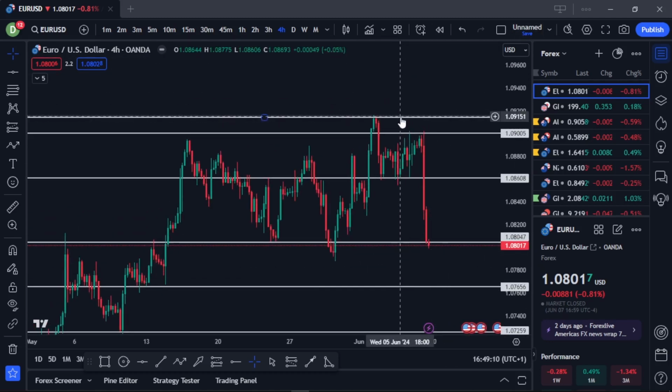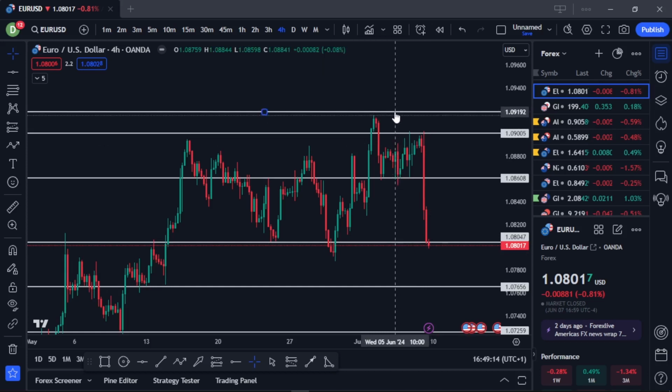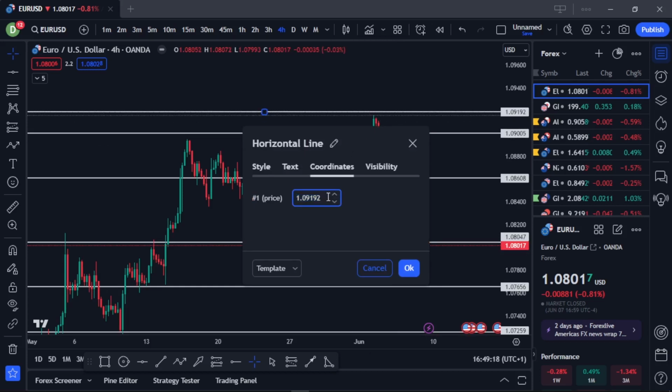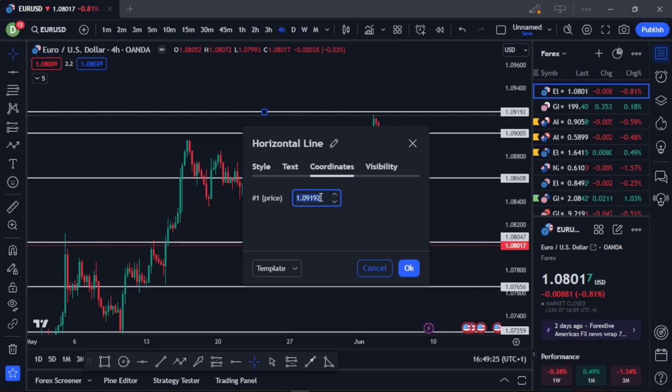If you look at this particular one here, the psychological level is around the 1.092 level. So all you simply have to do is click on it and then adjust it. Once you click on it, it brings you over to this coordinate part here. In case it doesn't bring you here, you can just come over here manually and then click on coordinate. Now you see where it is.